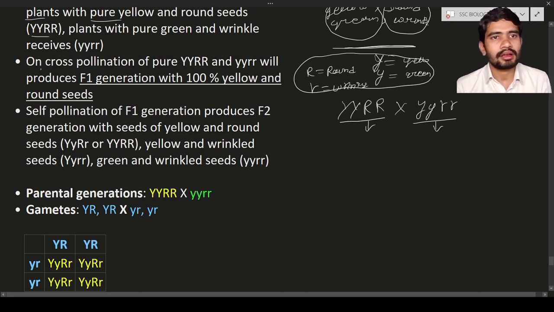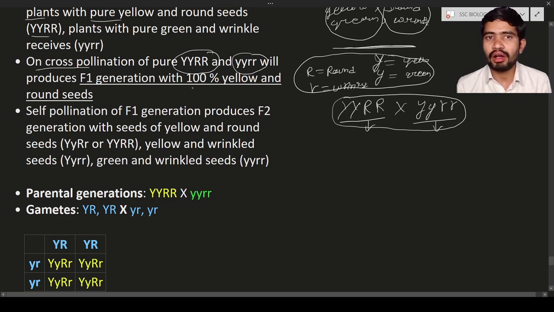So see here, on cross pollination of the pure parents, cross pollination means between these two parents. Cross pollination of capital R, capital R, and small y, small r, you will get the F1 generation. F1 means filial one generation. Whatever plants you get by crossing these parents is known as the F1 generation.